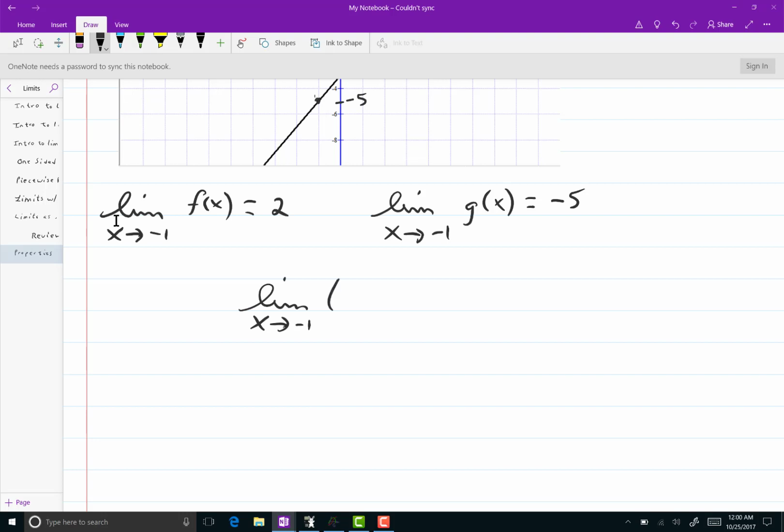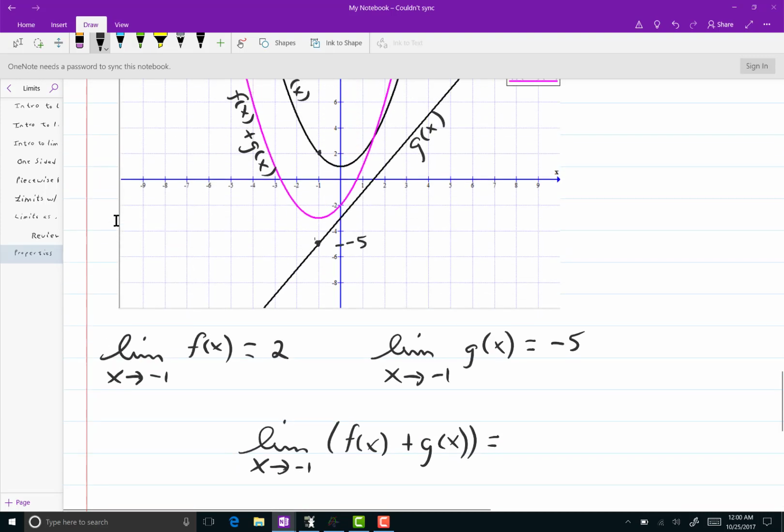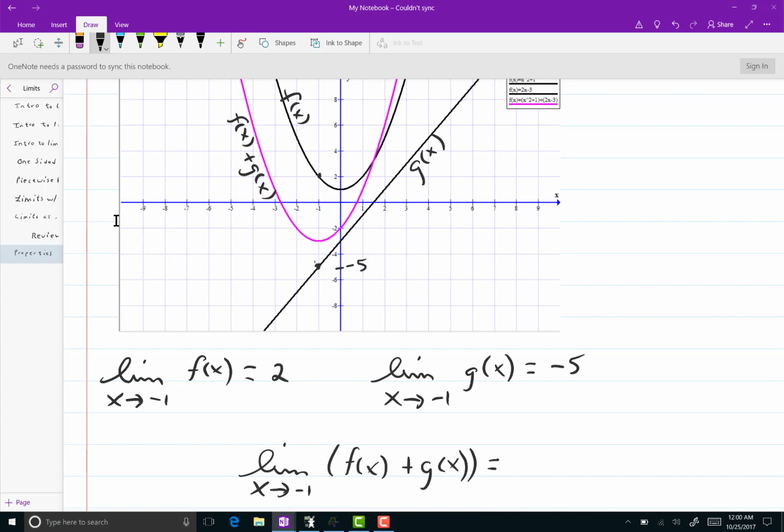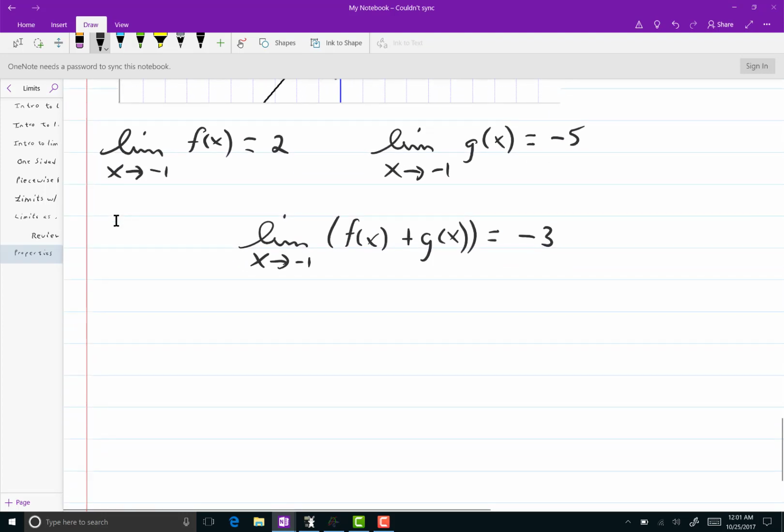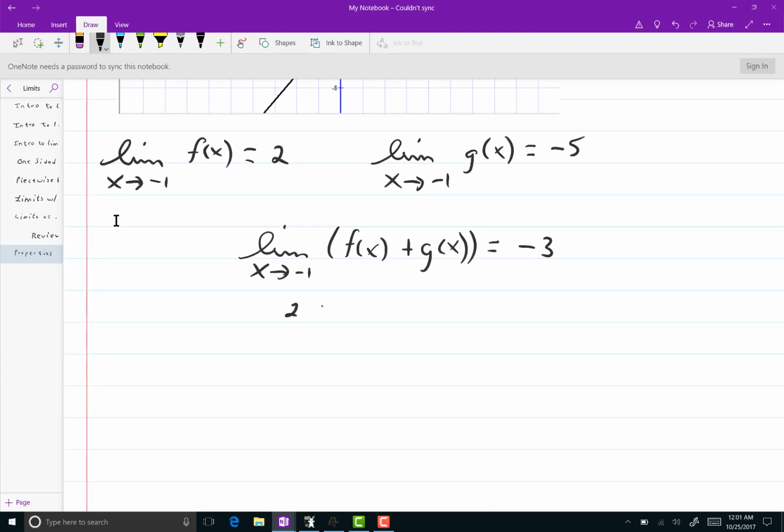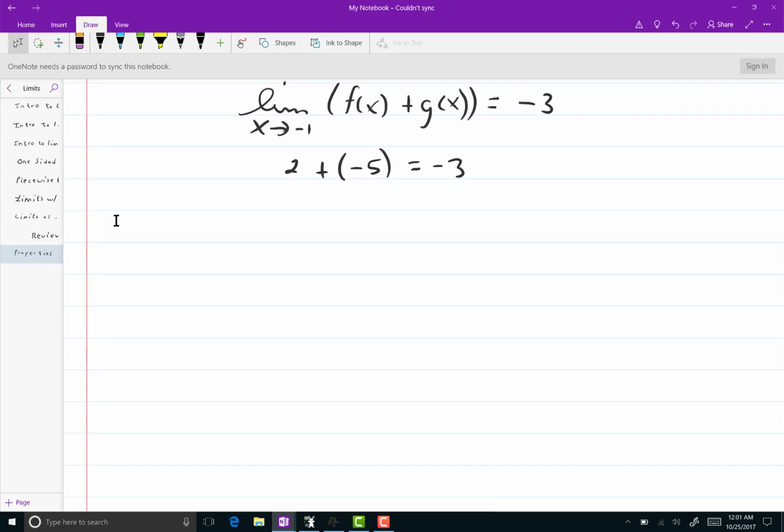The limit as x goes to negative 1 of the sum f of x plus g of x equals... Now we're going to look at the composite one, which is the pink parabola. Look at the point for x equals negative 1. The y value is negative 3. So the limit as x goes to negative 1 of f of x plus g of x is negative 3. And this verifies what I just wrote, because 2 plus negative 5 equals negative 3. So, move on.